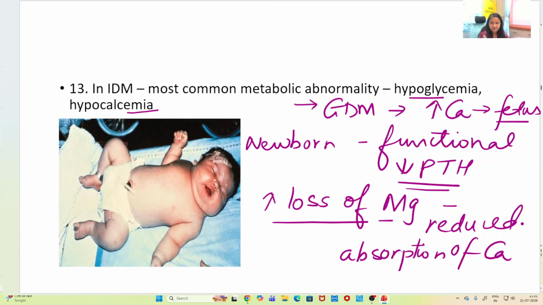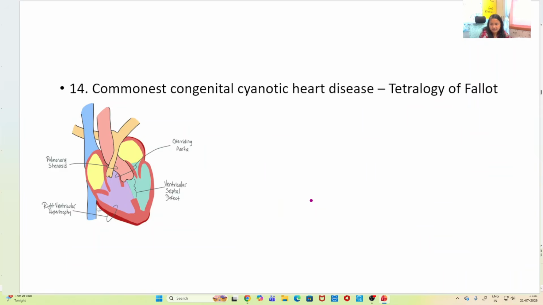So remember this, that in GDM the most common metabolic abnormalities are hypoglycemia and hypocalcemia. Because once the baby is born, it has functional hypoparathyroidism, which causes reduced absorption of calcium, as well as, because of the negative feedback, the parathyroid hormone is not acting appropriately.